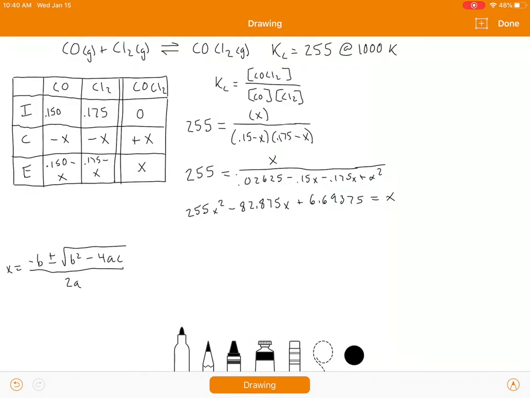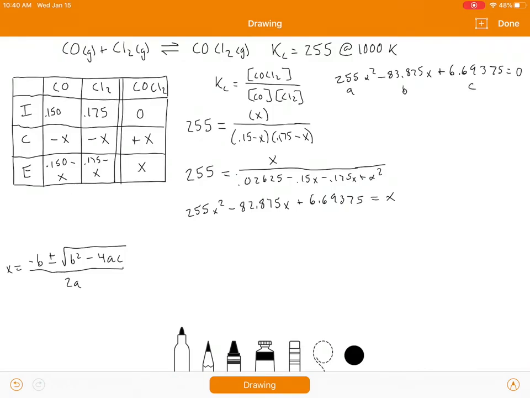Now you want to get this equal to 0, so move x over to that side, and you will end up with, well, I'm going to actually write it up top. It's going to be 255x squared minus 83.875x, 83 because we added x, and then plus 6.69375, and that's all equal to 0. So with the quadratic formula, I wrote that down here. This is A, this is B, and this is C.